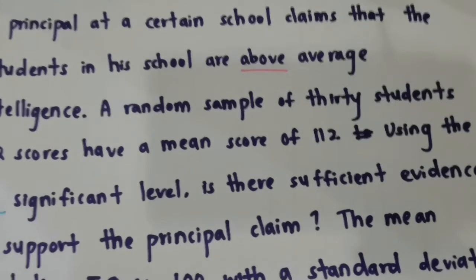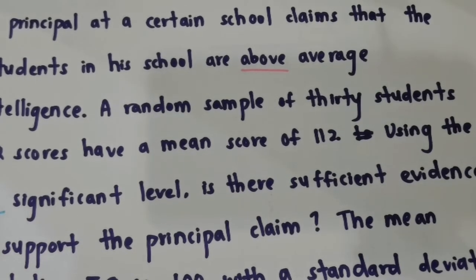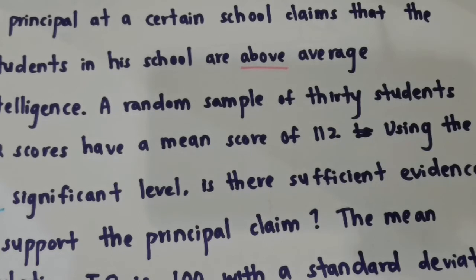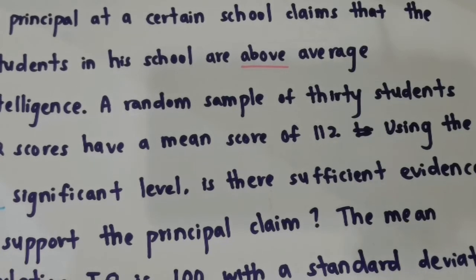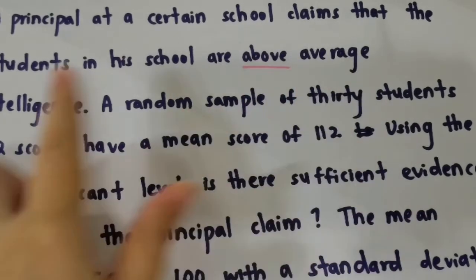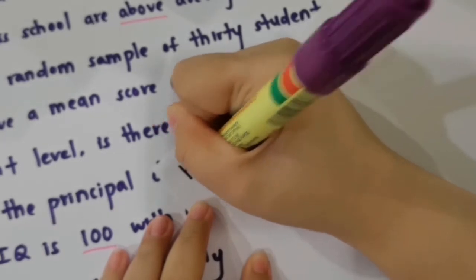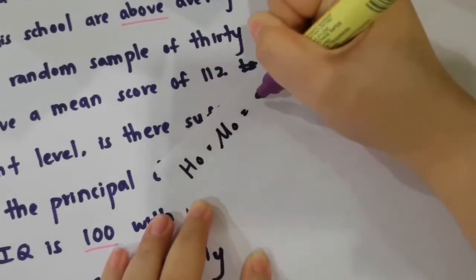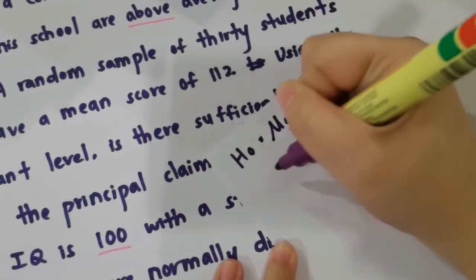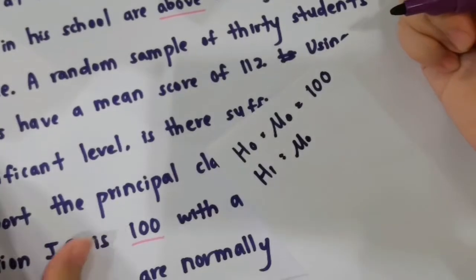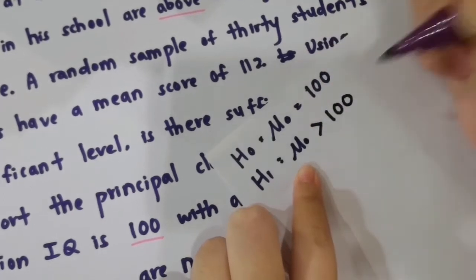So for the first step, we need to determine the null hypothesis and the alternative hypothesis. The null hypothesis is that the mean population IQ is equal to 100. For the alternative hypothesis, we need to find that it's above average intelligence, so the symbol is bigger than 100.